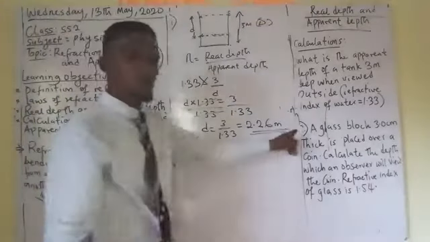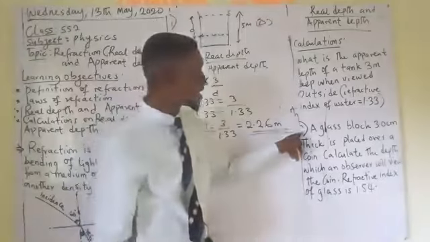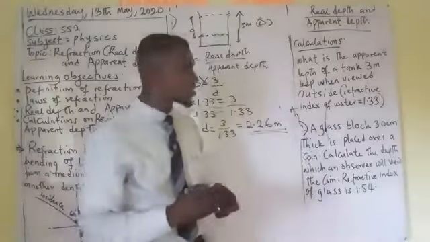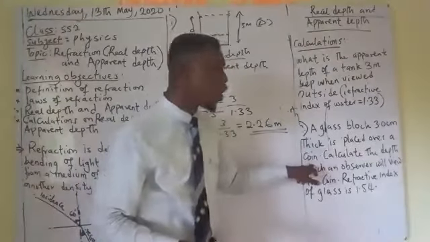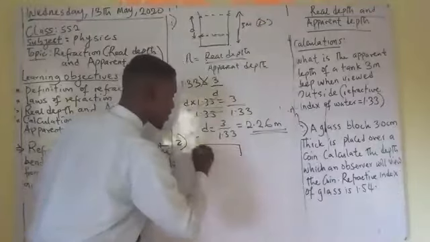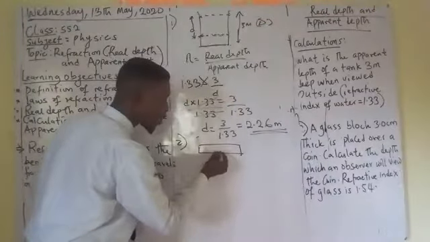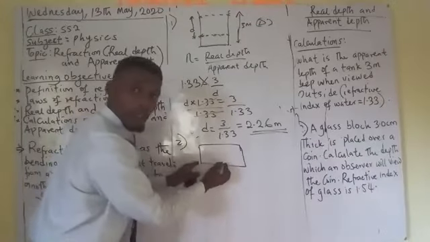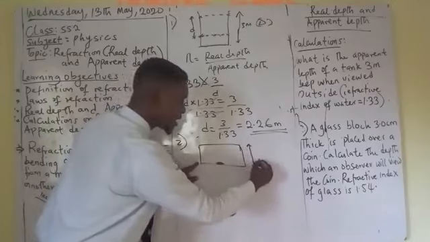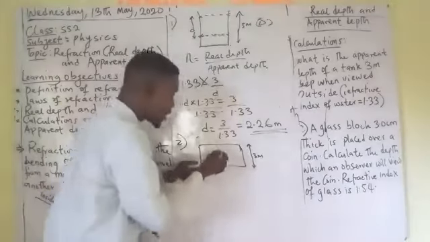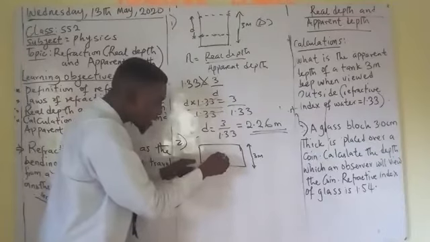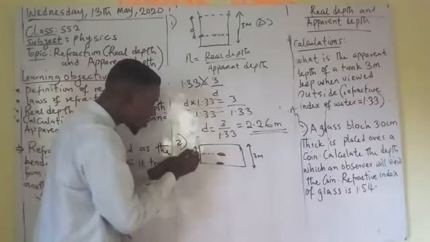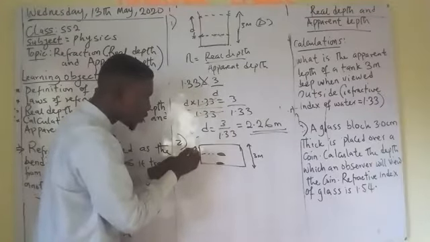Now, let's look at example 2 on the board. You have a glass block 3.0 centimeters thick, placed over a coin. Just like you have a block, and under it you place a coin. Let me make it larger. This is the coin. From here to here is 3, and that is the real depth. If you look at the coin, it will appear shallower. So from this position to this place is your apparent depth, which is small d.